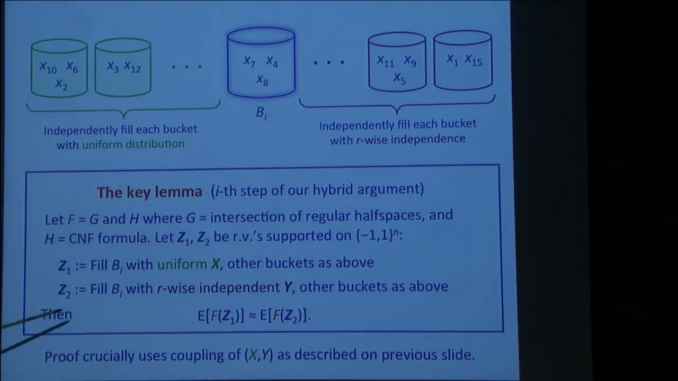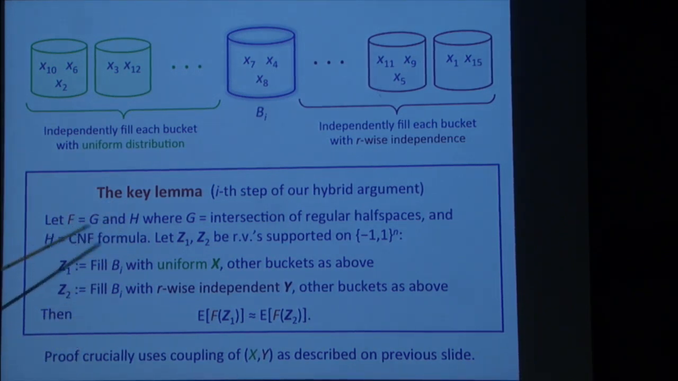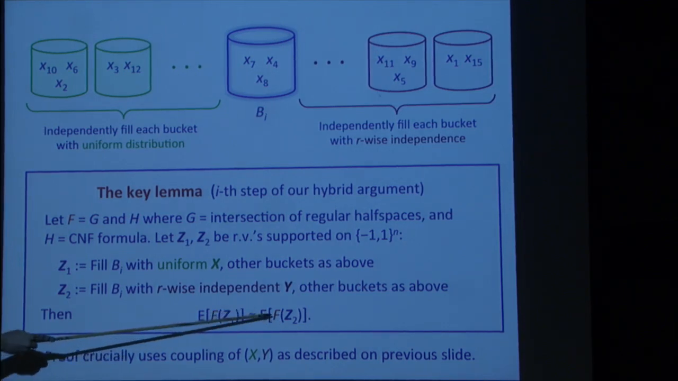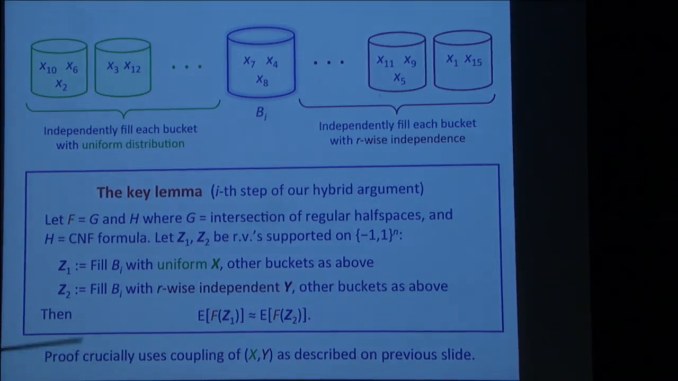This is not a precise lemma statement. I should have lemma in quotes. But the idea of what the key lemma in our work says is that the ith step of the hybrid argument can be made to go through. If you fill in that ith bucket uniformly versus pseudo-randomly, then the expectation is preserved under these two settings. Actually, what's happening is all in the case of the smoothed function, and you have to do more work later to transform to the sharp threshold kind of thing, but this is the high-level idea, that the ith step of the hybrid can be made to work. And for our proof of this, the way we were able to argue it was crucially using this coupling between the true randomness and the pseudo-randomness.